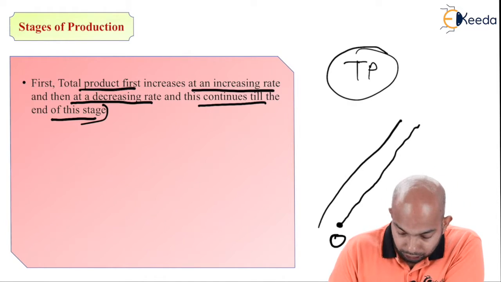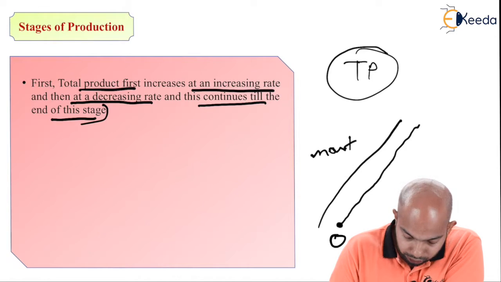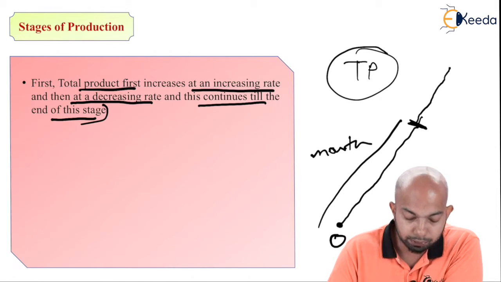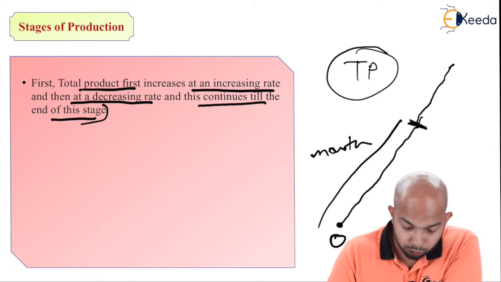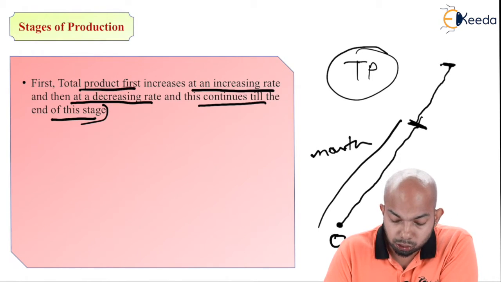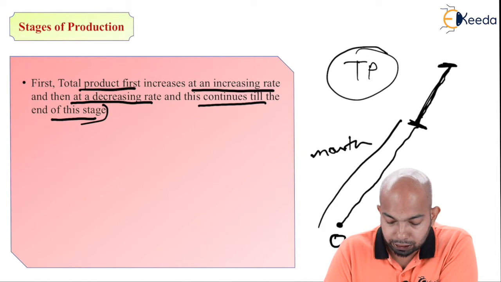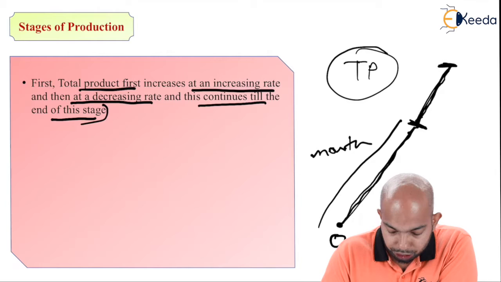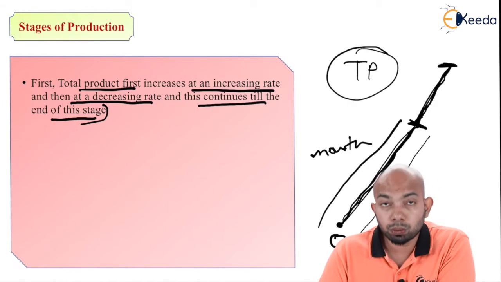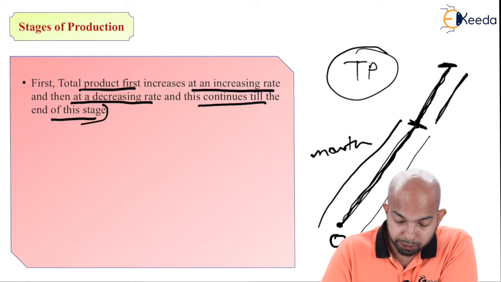Now if this part was covered in months, the next increase from this point will be in certain years, and this continues till the end of this stage. So let's assume this is the end of this stage. Now this whole journey of increasing demand and diminishing utility, or the satisfaction, this period was covered in months. This period will be covered in years.